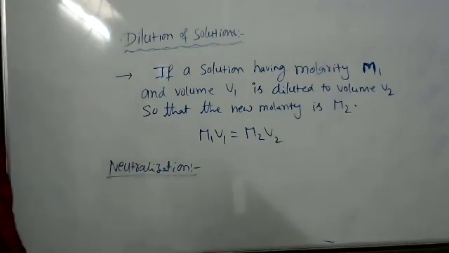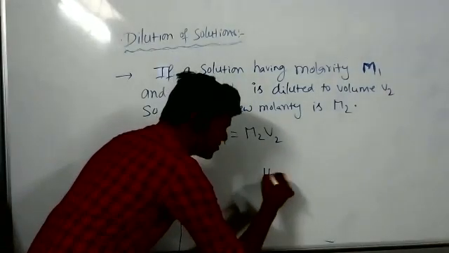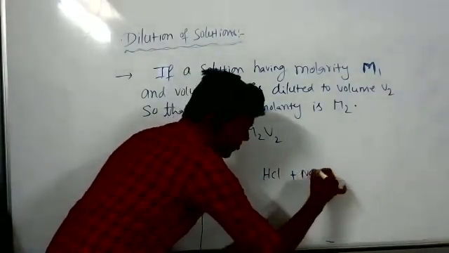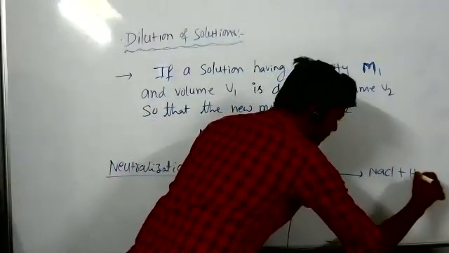Suppose, first I'm writing the equation: HCl plus NaOH. Here a neutralization process takes place. It gives NaCl and water.